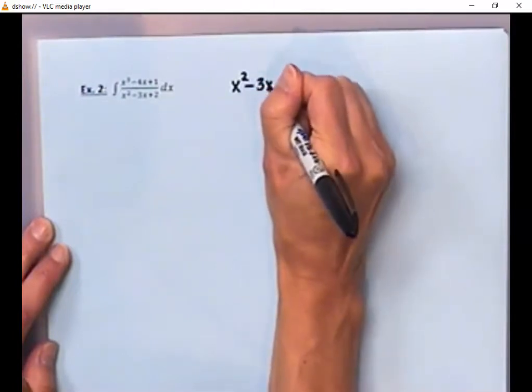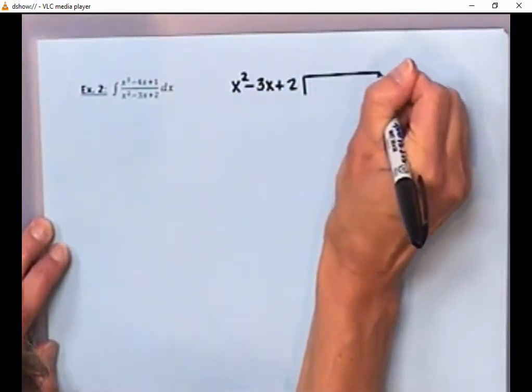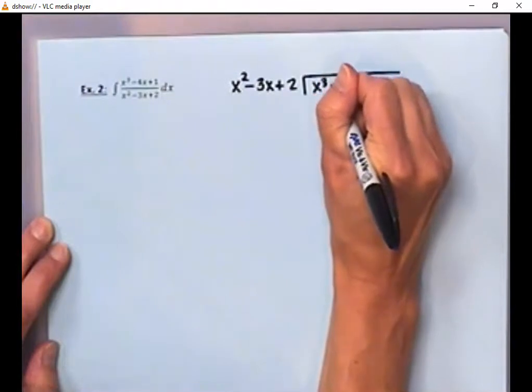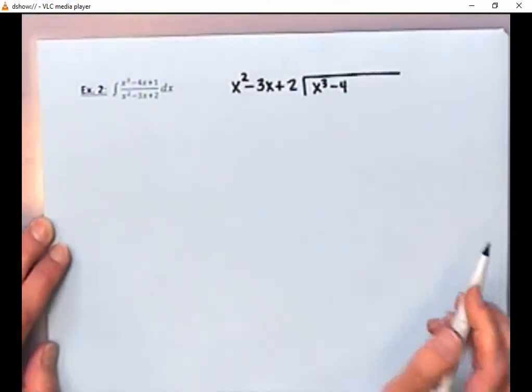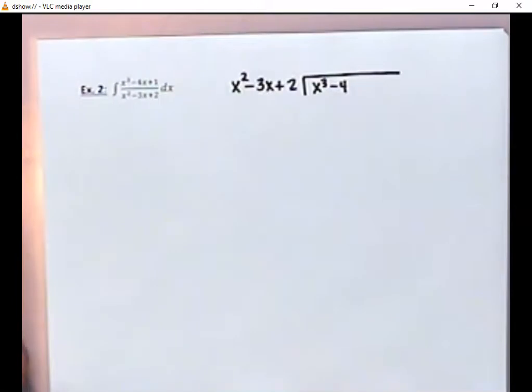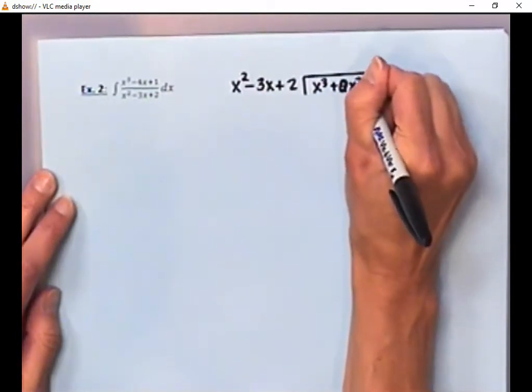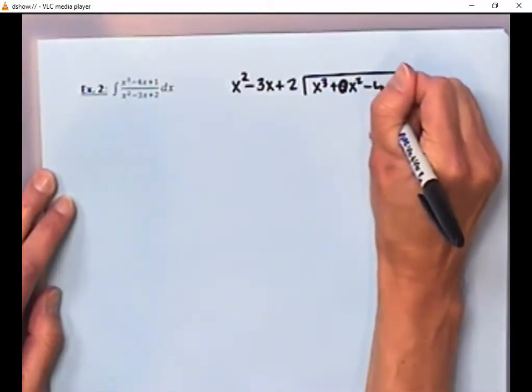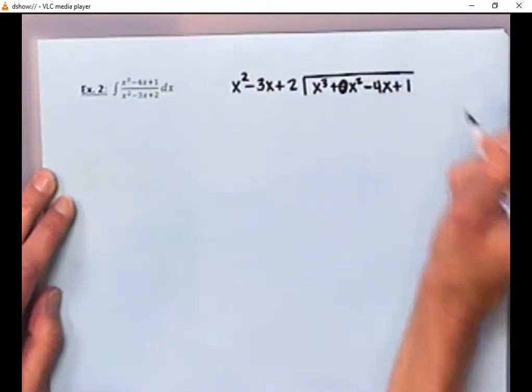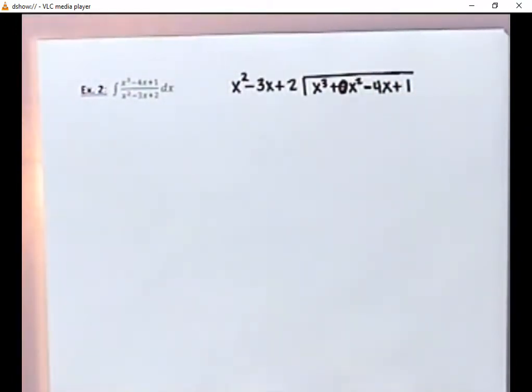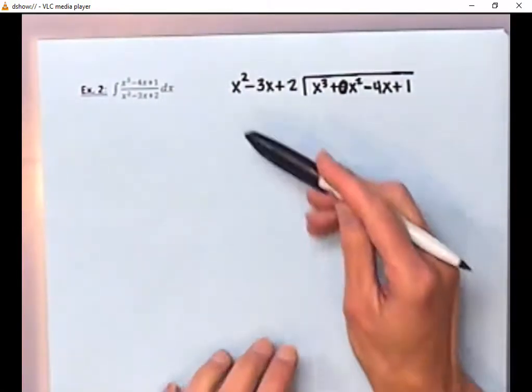Okay, so that's the first step anytime it's improper. Okay, so that's the first thing you'll do here. Notice what's missing in the top here. What term is missing? The x squared. So you might want to insert the 0x squared if you like those all to line up. Sometimes that's helpful to do. Okay, so long division, always do that first if it's improper. So let's see how we're going to divide this.